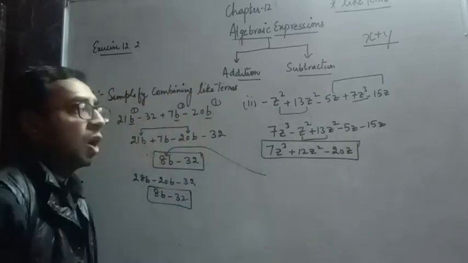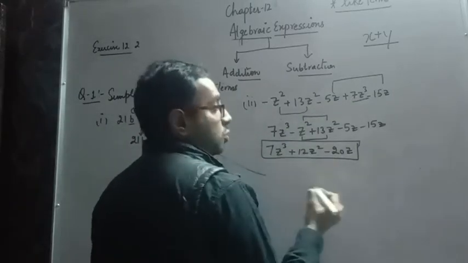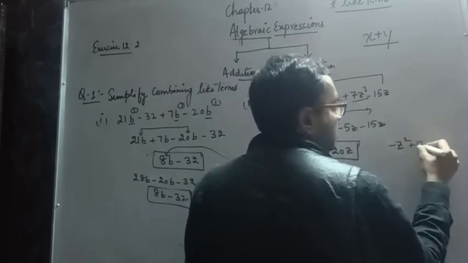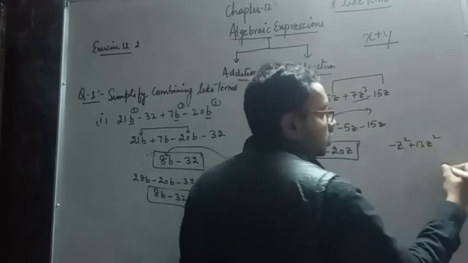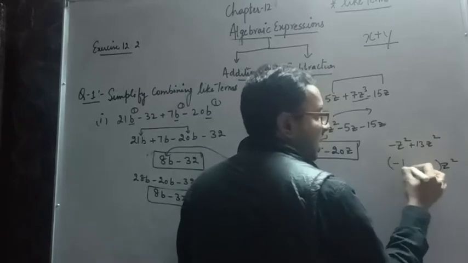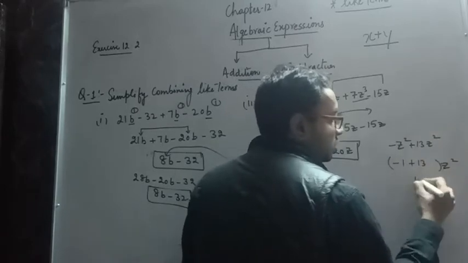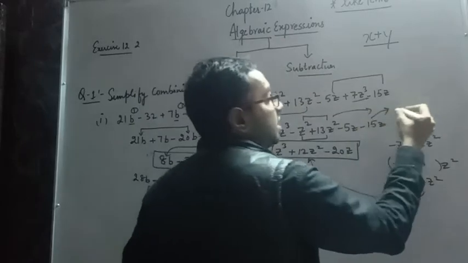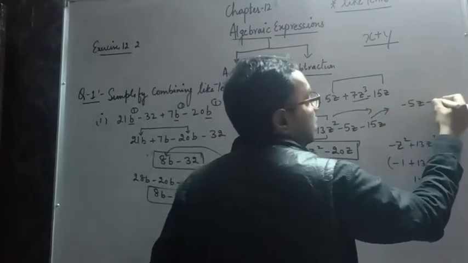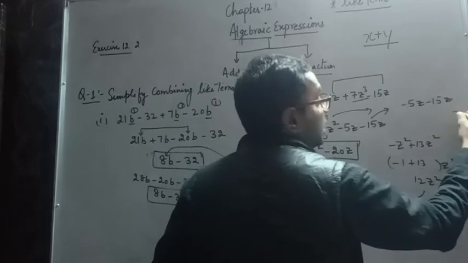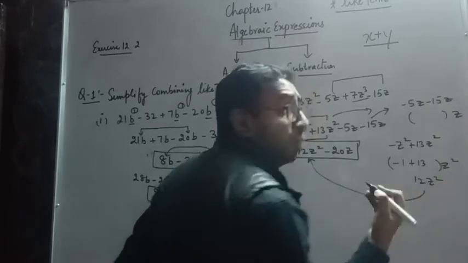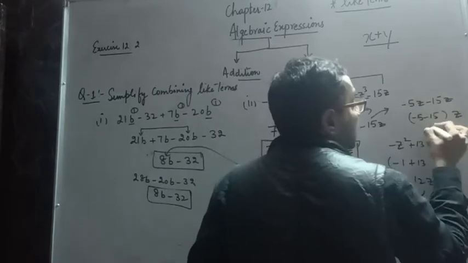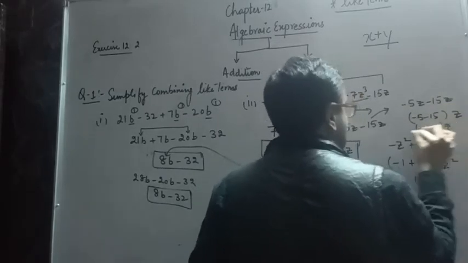Are we clear? But how did we get it? From here we have taken z square: minus z square plus 13z square. We took z square common. What is left? Minus 1 plus 13, which is 12z square. Now let's move on to minus 5z minus 15z. We take z common because it is in both. Minus 5 minus 15 is minus 20, so minus 20z.